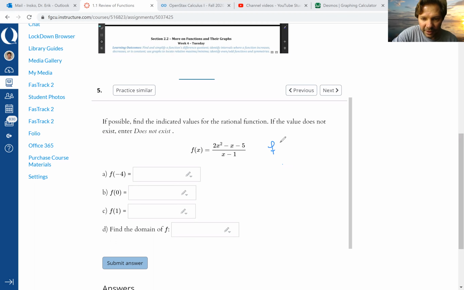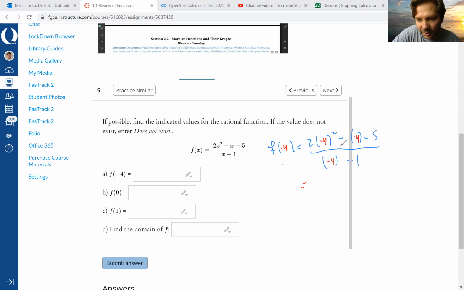So I'm going to write down f of x. I'm going to put parentheses everywhere where there's an x. So I have 2x squared minus x minus 5 all over x minus 1. And then I'll plug in -4 here for every parenthesis. -4, -4. Okay, and then I got to do some simplification.